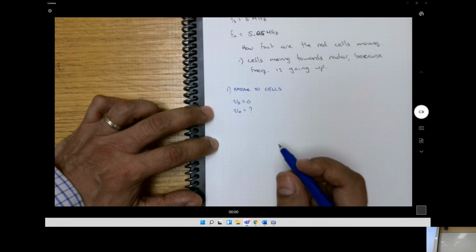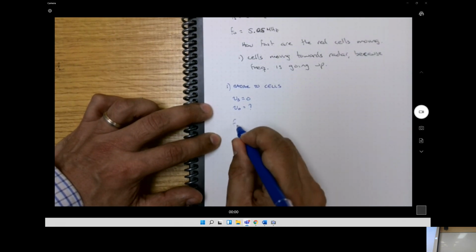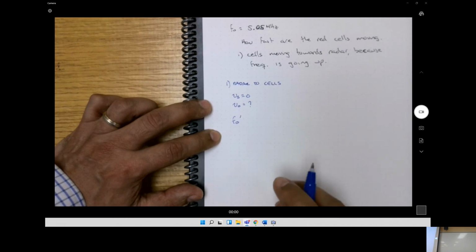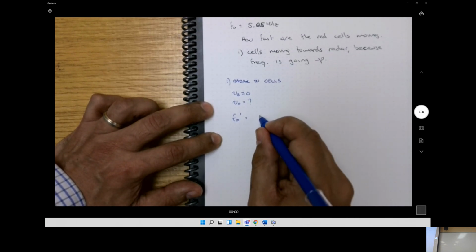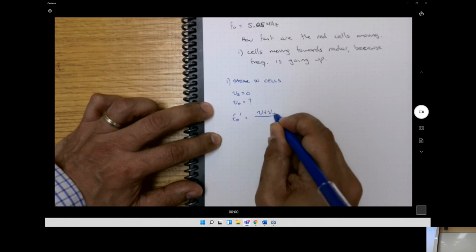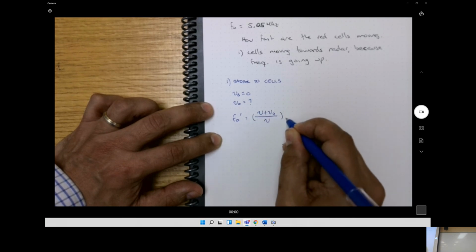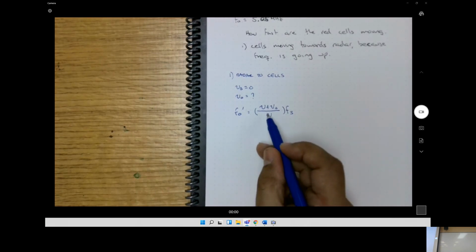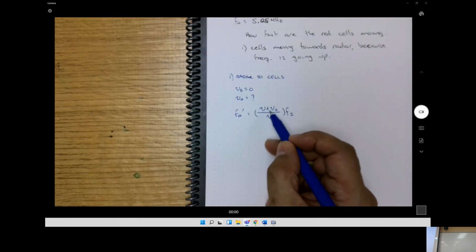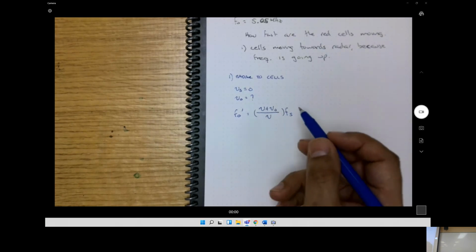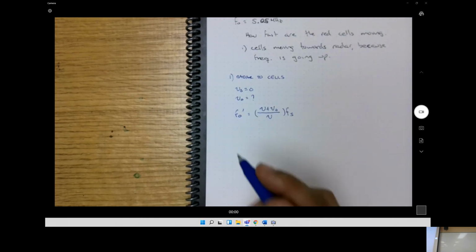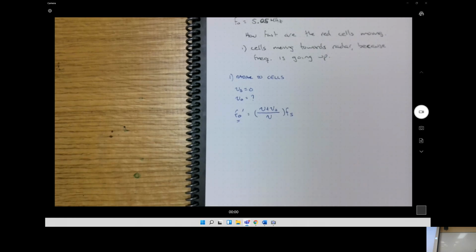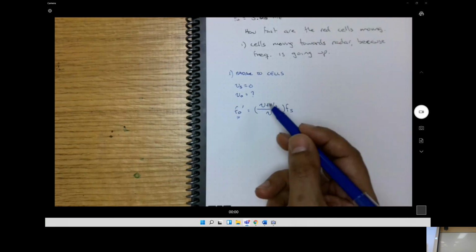Actually, I don't even know what the shifting frequency is, but I'm going to grab the equation. So I'm going to have this shifting frequency that I'm going to call FL prime. The source velocity is 0, so I'm going to have this equation over here. I know that the cells are moving towards the radar, so the frequency is going to increase, and I'm going to have this factor bigger than 1. I don't know the frequency that the cells are receiving, but whatever it is, it has to be defined by this equation.